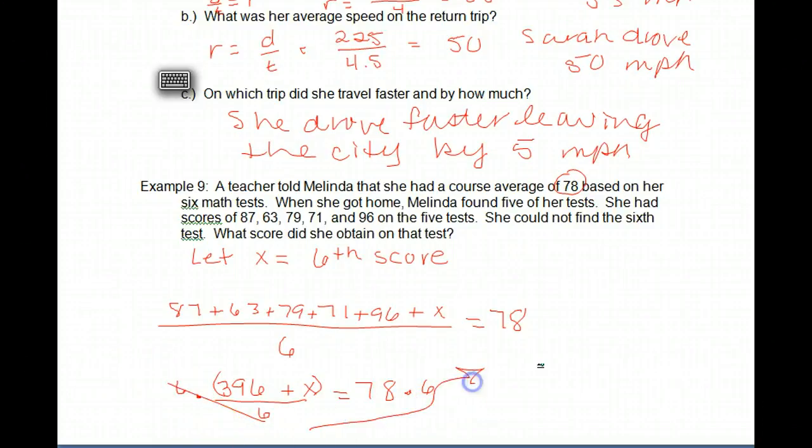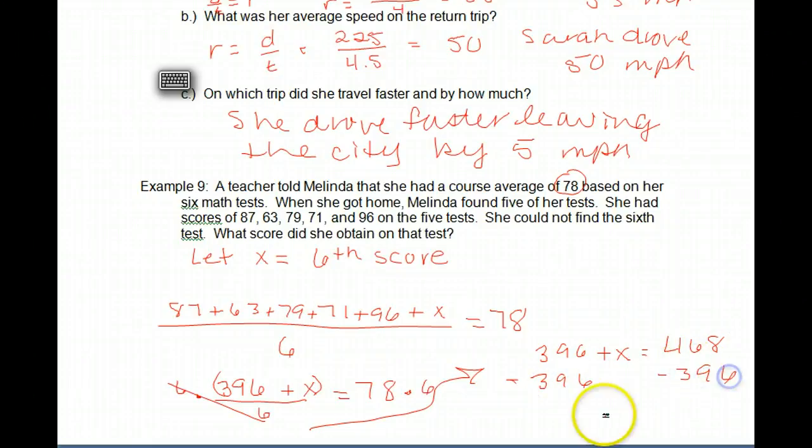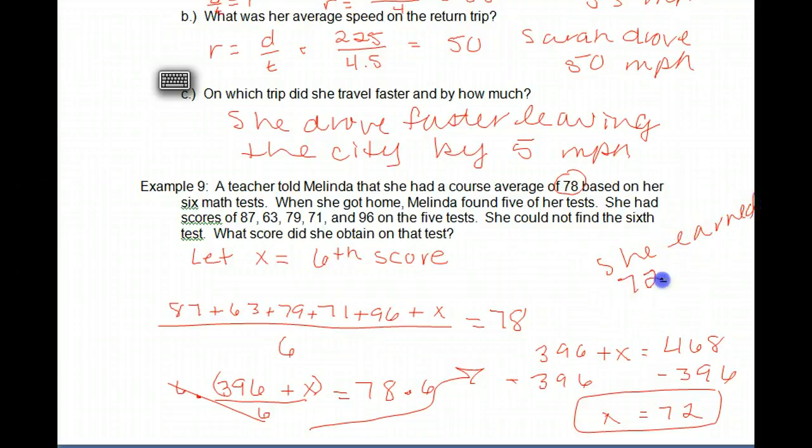I'm going to go over here now. So that's going to give us 396 plus x equals 468. And now we can subtract 396 from both sides, and x is going to equal 72. That tells us that Melinda earned a 72 on her last test.